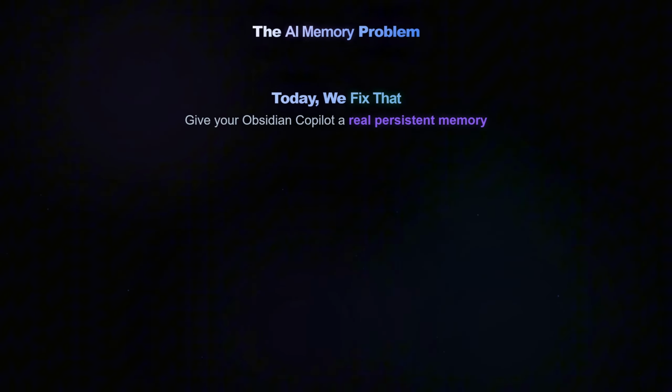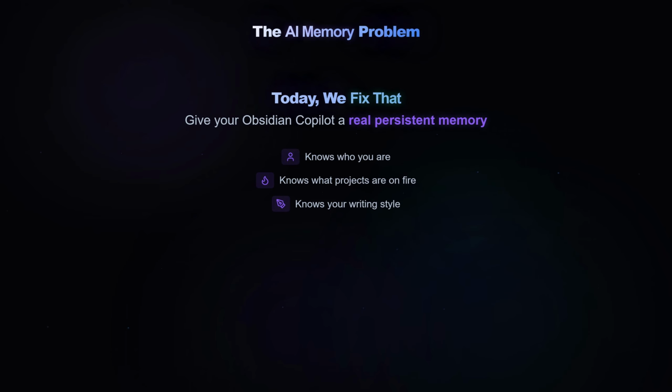So today we're going to fix that. We are. We're doing a deep dive into a very specific workflow that, honestly, pretty much cures this amnesia. We're talking about giving your Obsidian Copilot a real, persistent memory. A memory that lasts. So when you open a new chat, the AI already knows who you are, what projects are on fire, what your writing style is, without you typing a single thing. Not one word of introduction.